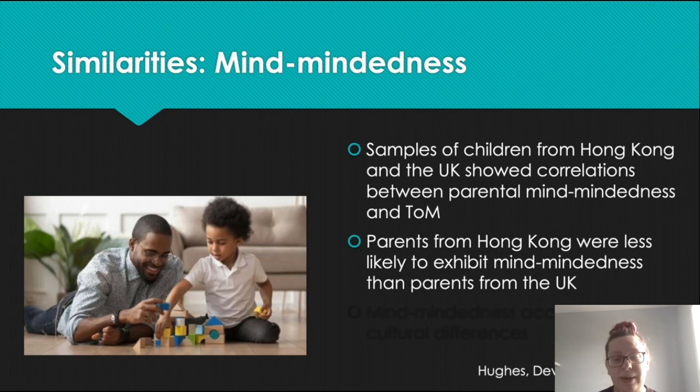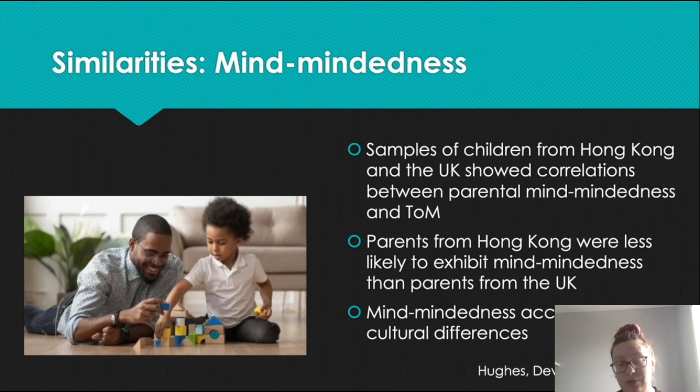It was also noted that parents from Hong Kong were less likely to exhibit mind-mindedness than parents from the UK. So, while there were differences discovered between the two cultures, mind-mindedness accounted for these cultural differences. This suggests that cultural differences found in theory of mind skills may be less due to overall cultural differences and more due to specific variables that are similar across cultures.